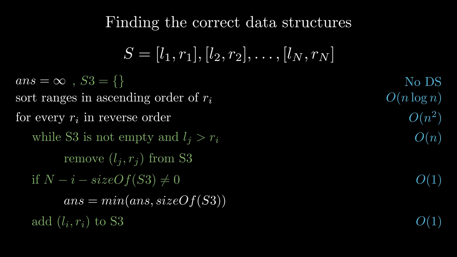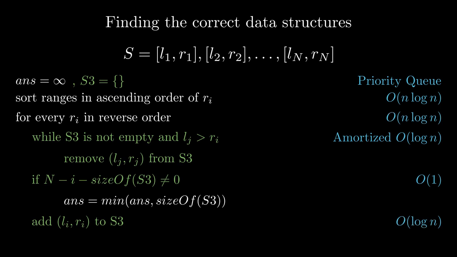But observe that we just have to remove all Lj greater than Ri, and hence we can have an ordering of the left endpoints in S3 in descending order. This can be achieved using a hash map or a priority queue. This way, each range can at max be removed only once, and hence the removal operation becomes an amortized O of 1, whereas addition of an element becomes O of log n. Thus, the overall complexity becomes O of n log n.